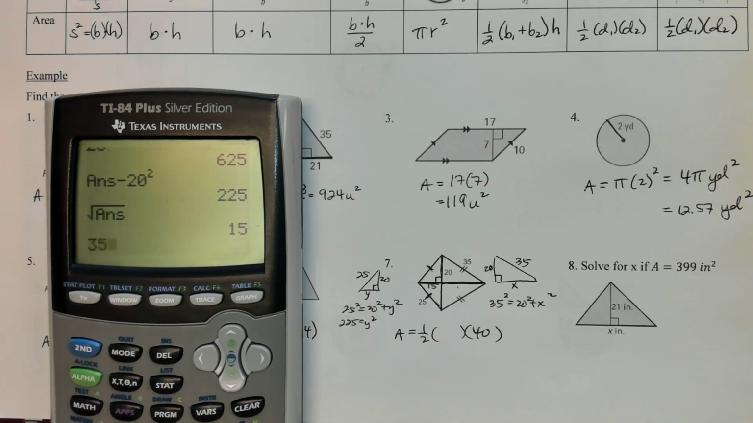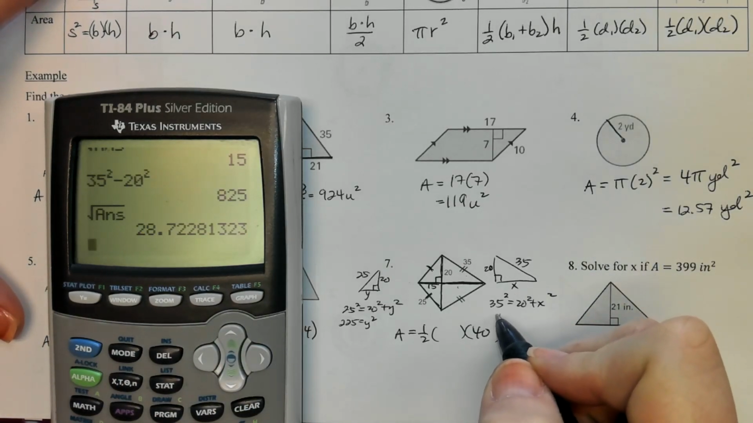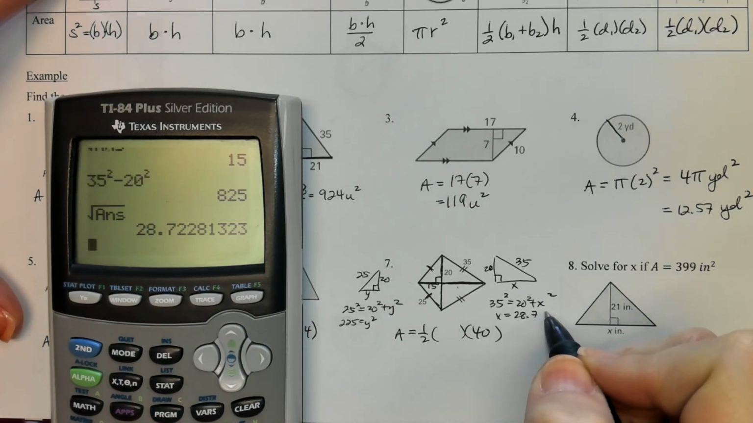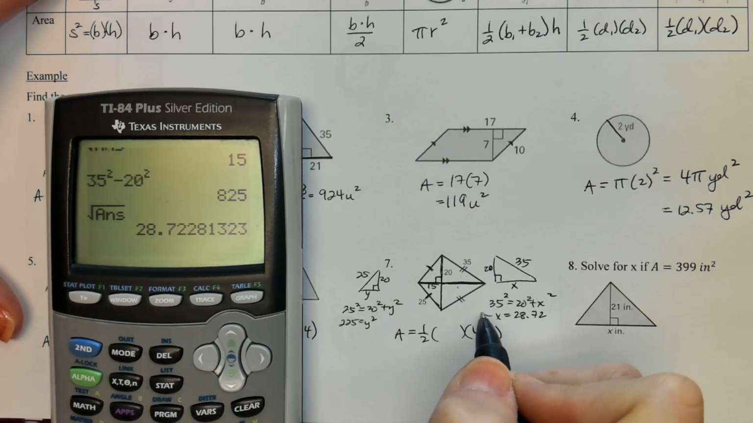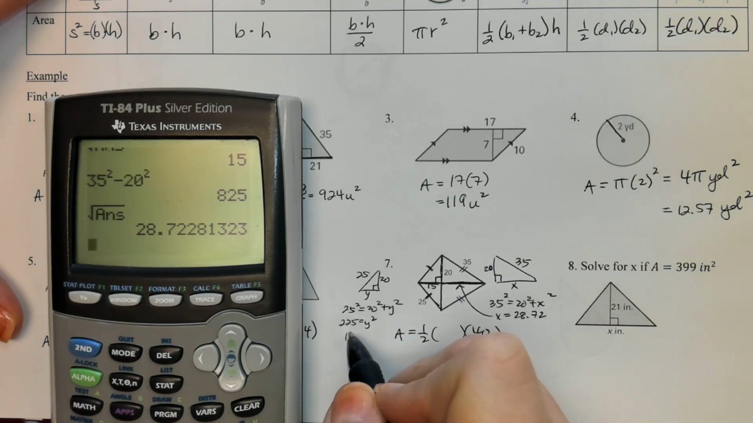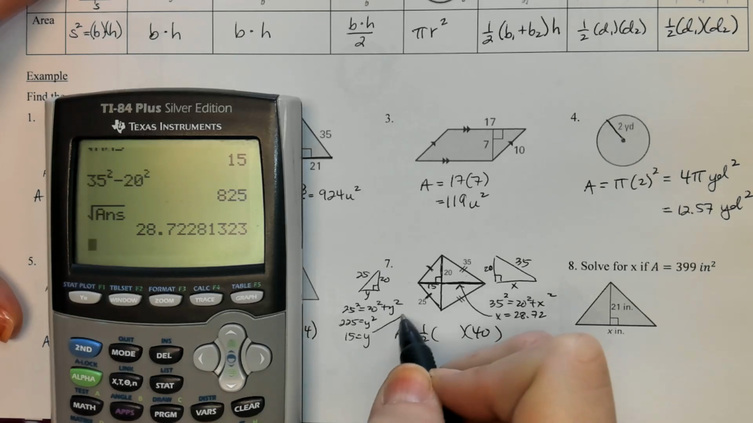I'm going to do 35 squared, and then I'm going to minus the 20 squared. And then same thing, I'm going to need to square root that. This one won't come out clean. We're going to get a decimal for it, which is okay. So 28.72. So that's this right here. And then our 15, oh, I already filled it in. Our y, that goes right there.